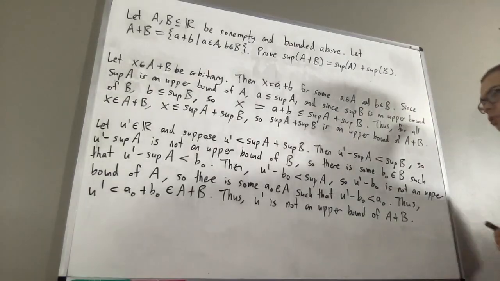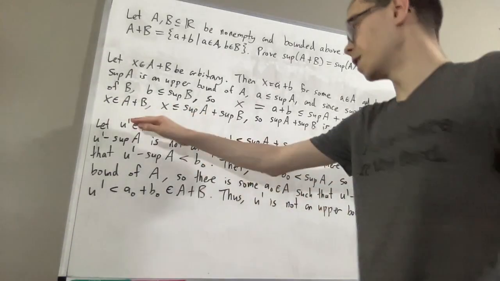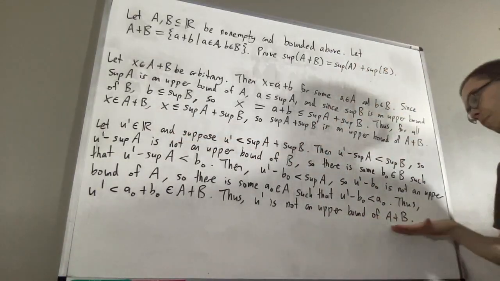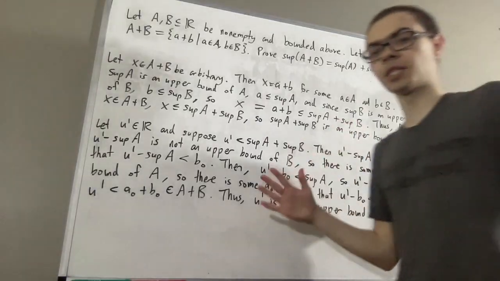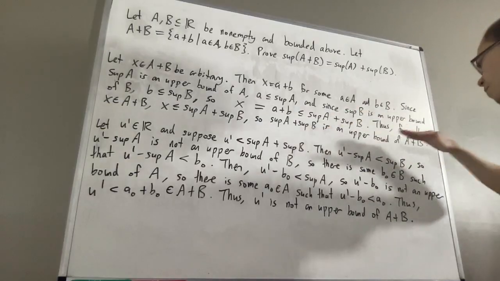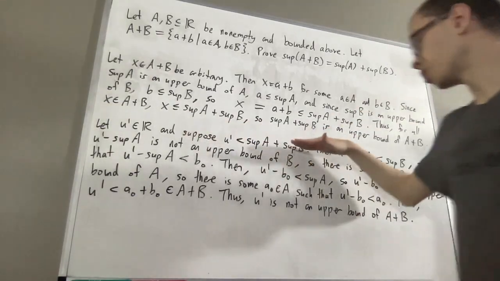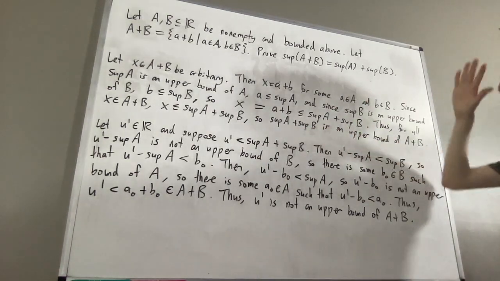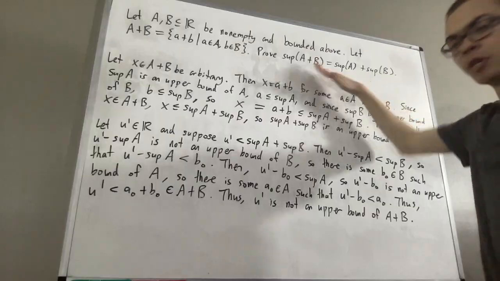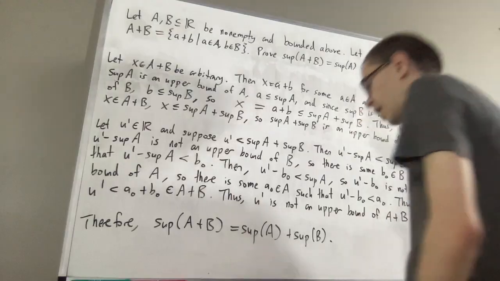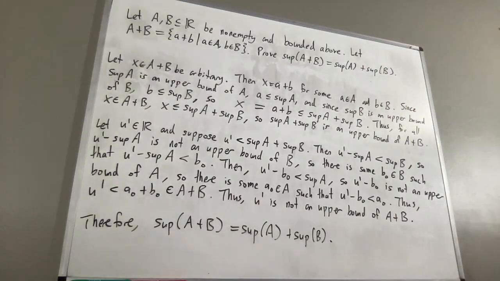And so, putting this all together, we see if u prime is any real number less than the supremum of a plus the supremum of b, then u prime is not an upper bound of a plus b. And that was the last condition we wanted to verify. So we have supremum of a plus supremum of b is an upper bound of a plus b, and anything smaller is not an upper bound of a plus b. So by definition, supremum of a plus supremum of b is the supremum of a plus b. And that completes this example problem. So now we're going to look at one more example problem for this video.